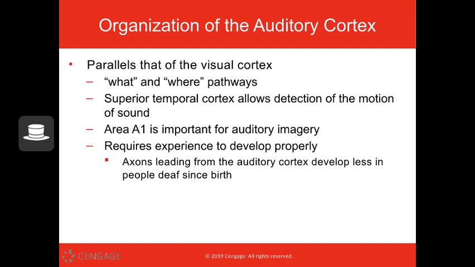So area A1 is important for auditory imagery, that mapping of the world using our hearing. We need experience to develop this properly. Axons that lead from the auditory cortex develop less in people who are deaf since birth.